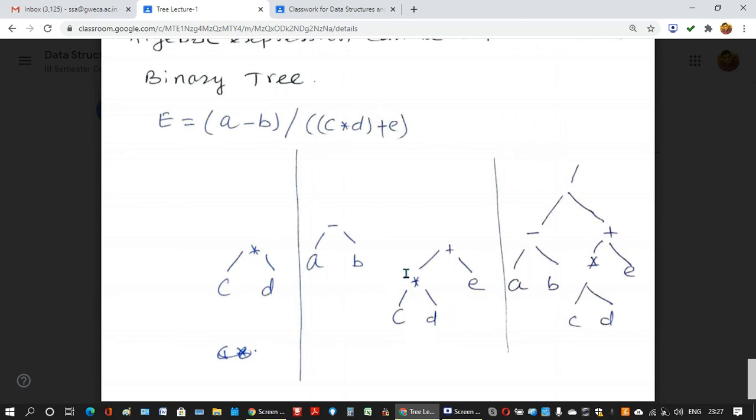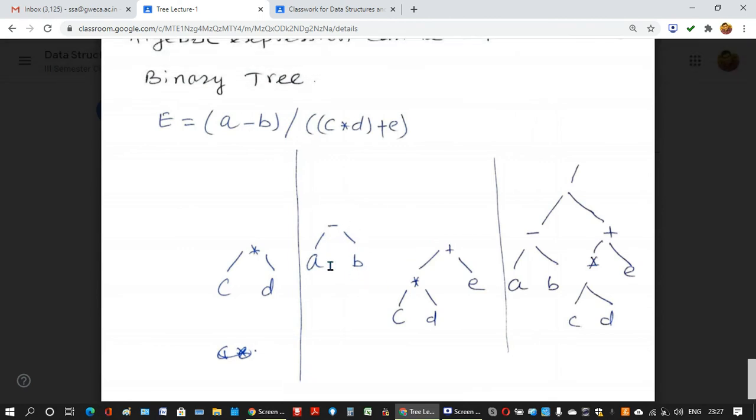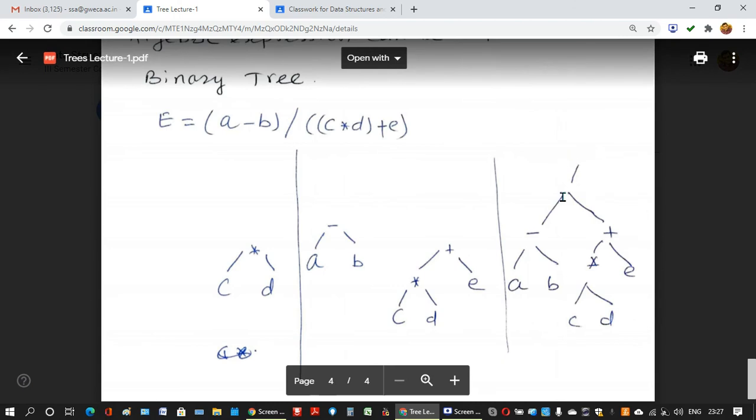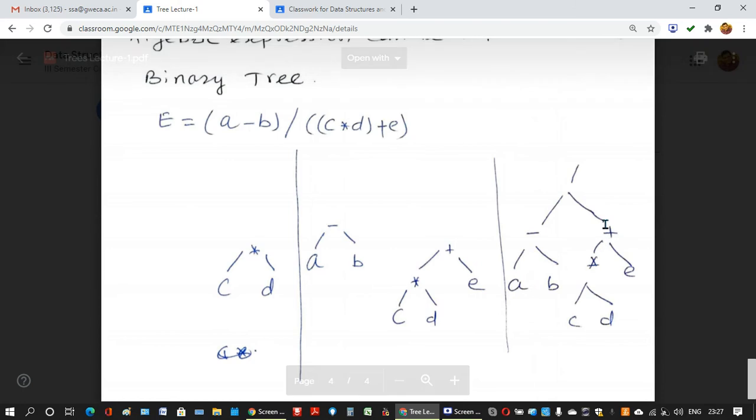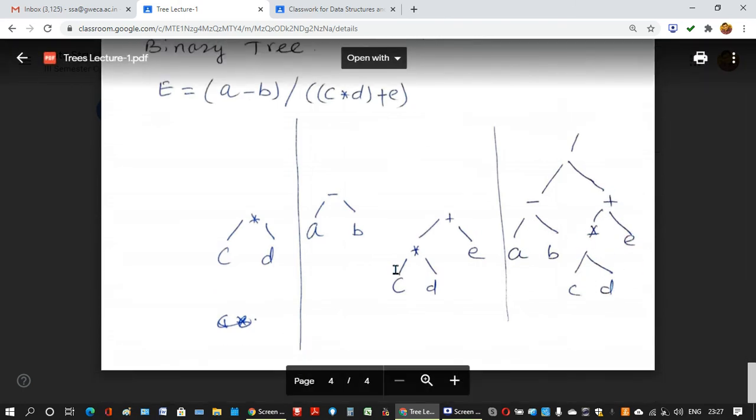So the result of C multiplied by D is one operand for plus and E is another operand for plus. So plus operation on these two, and this minus operation on A and B. So this is the minus operation. Now this result will become one operand, this result will become another operand, and the operation is division. So I have marked like this: division operation, minus and plus. So minus on A and B, and plus on the multiplication result of CD and E. In this way you can represent an expression.